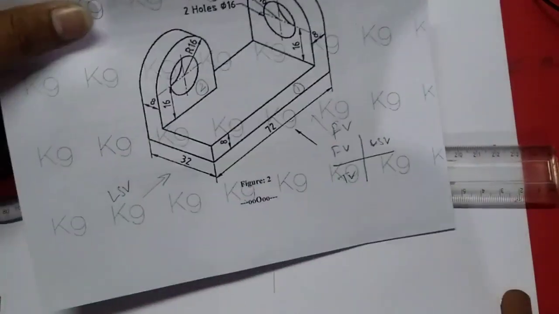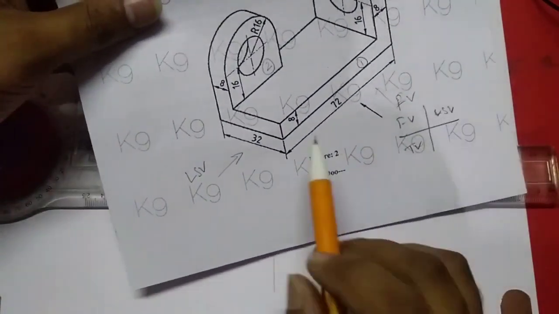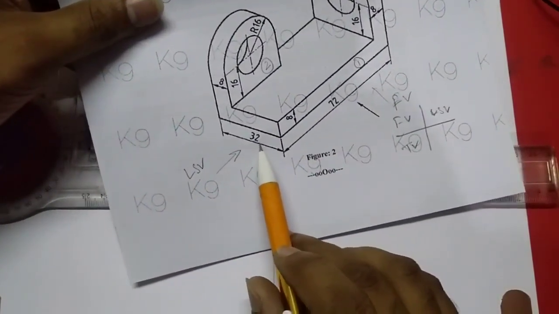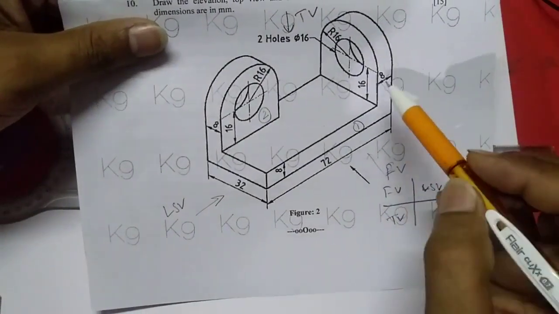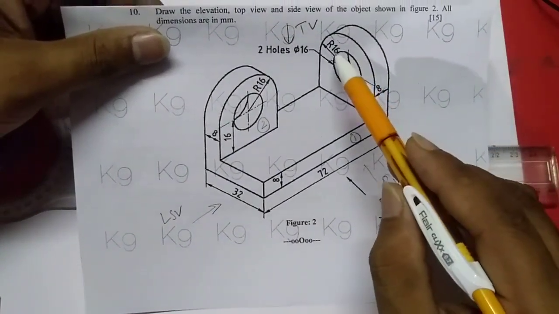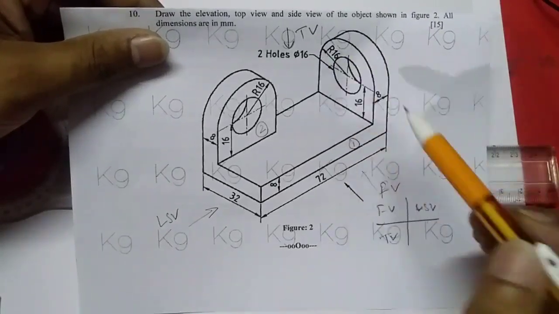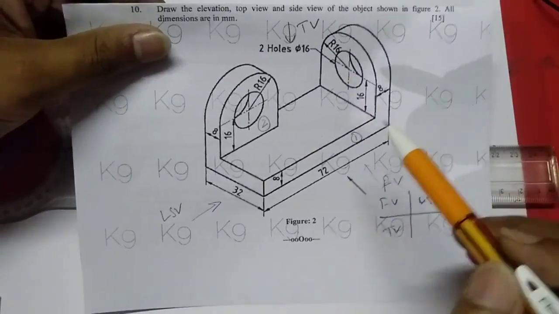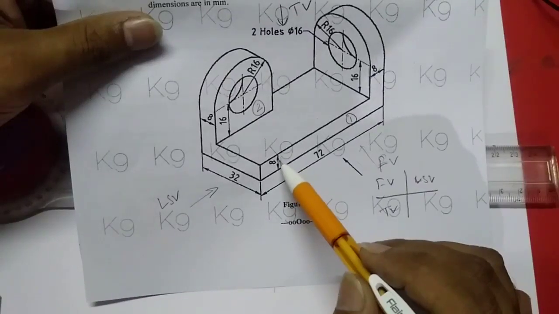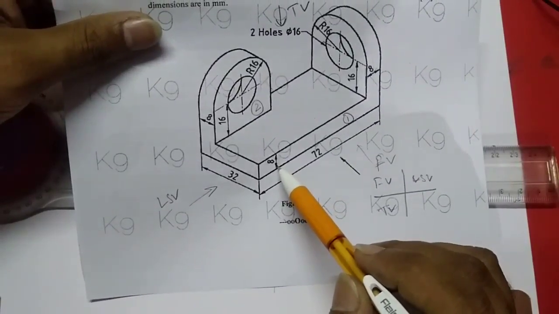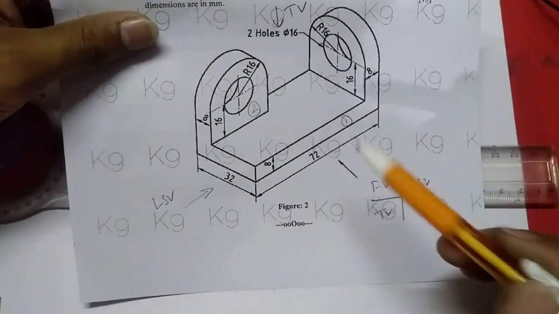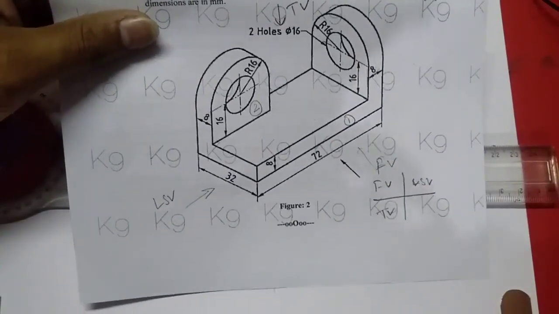The total length of the object is 72. Width is 32 and the height is 16 plus this 16, total 32, along with the height of 8 mm: 8, 16 and 16, that would be total 40.